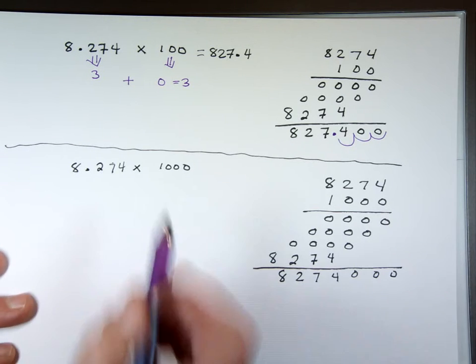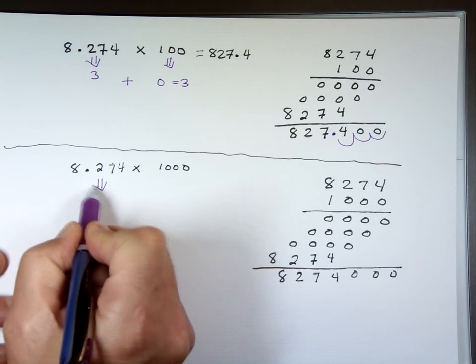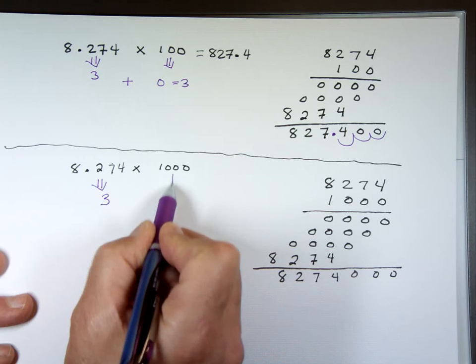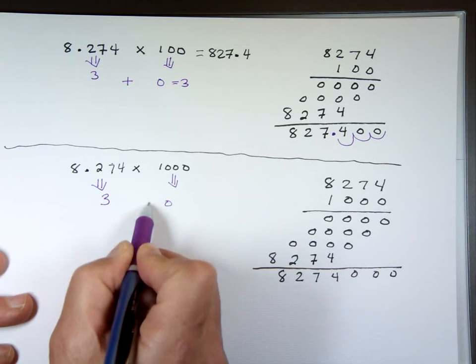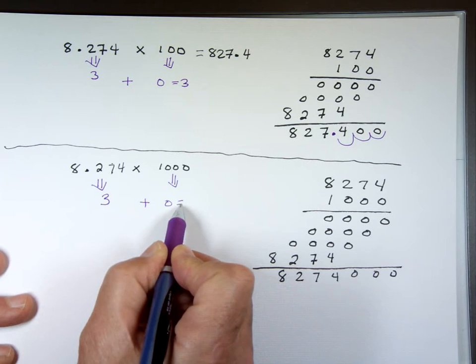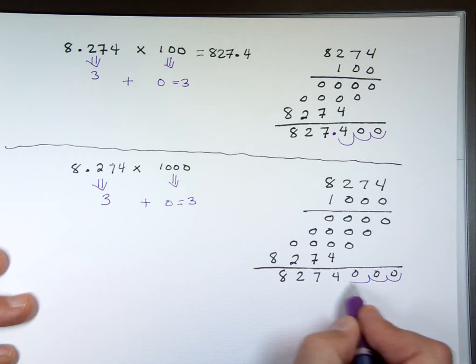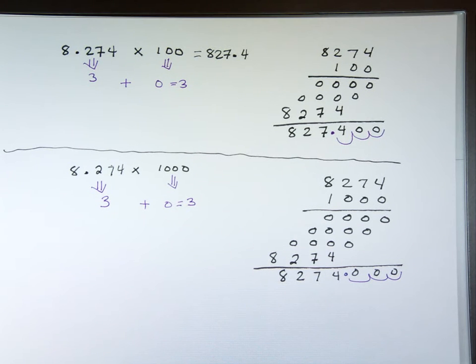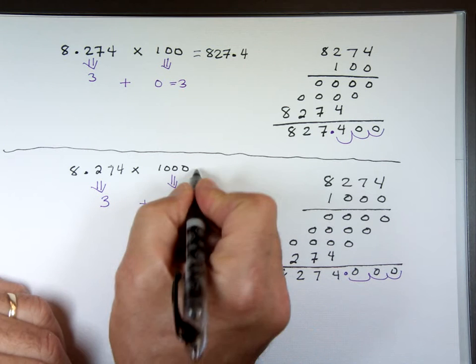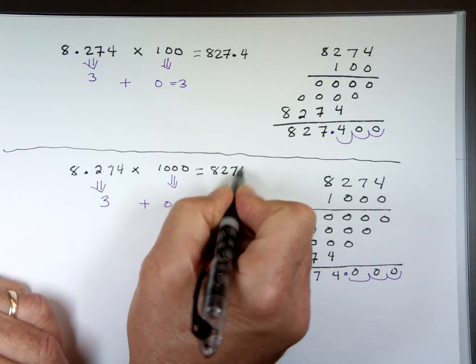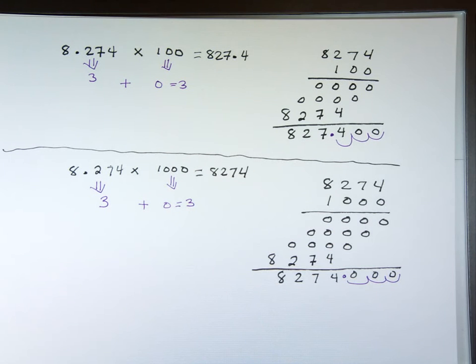Now, how many digits here to the right of the decimal point? 3. How many to the right of the decimal point here? None. I gotta move it how many places? 3. You move it 3 places, that's where your decimal point is. So your number is what? 8274. Did anyone notice anything when you multiply by 100, by 1,000, or by a 10?